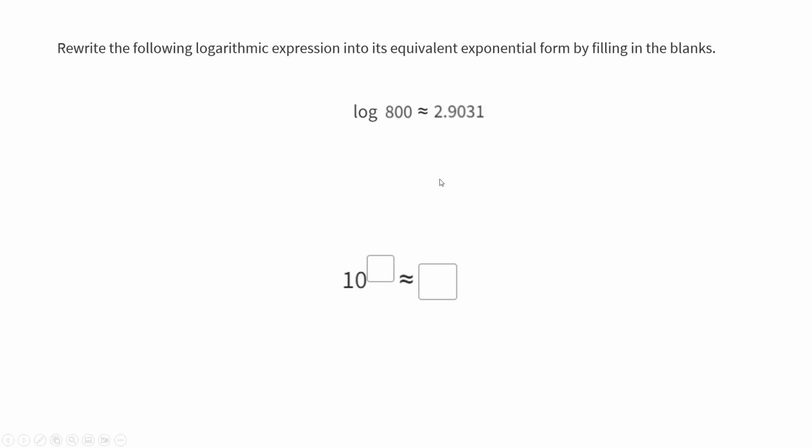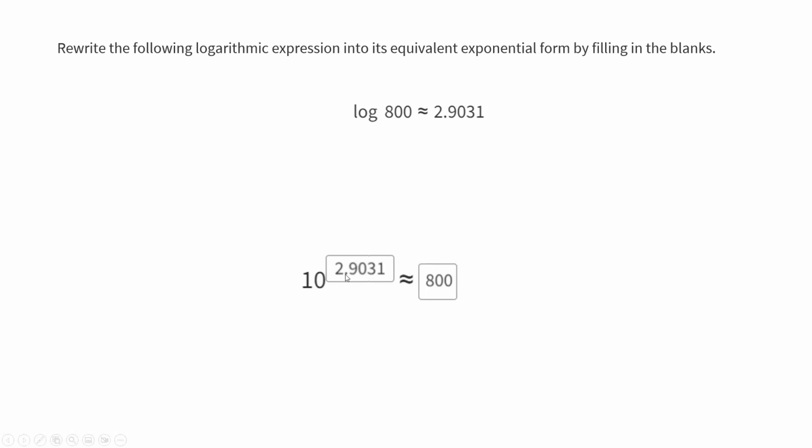Well, remember, this is like saying, well, 10 to what power equals 800? So the 800 is going to go here, the 2.9031 is going to go here. So essentially, that's the exponent of 10 that you would need to raise it to end up with approximately 800. Now, a lot of times when you're doing logarithms of numbers that aren't perfect powers of 10, you're going to have irrational numbers again.